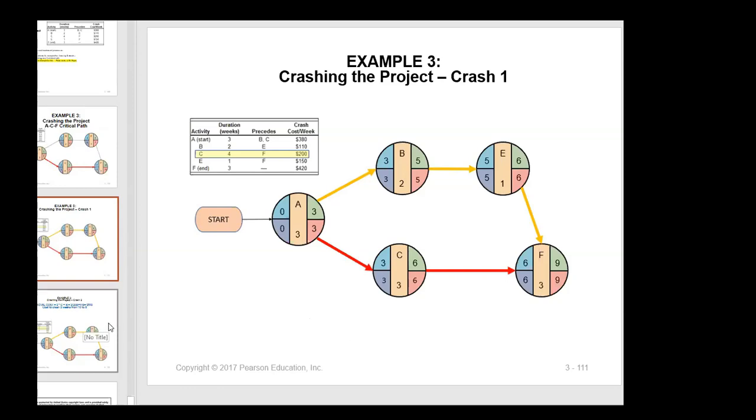So let's look on the top part, A, B, E, F. On A, B, E, F, the lowest cost is B. B is $110. So I will crash B by 1 week. So that 2 reduces to 1. 3 plus 1 is 4. And on this side, on ACF, I would crash C by 1 more unit. So 3 minus 1, that would be 2. So 3 plus 2 is 5.